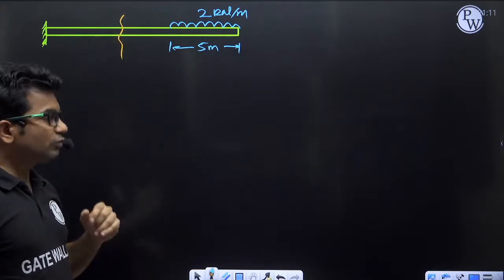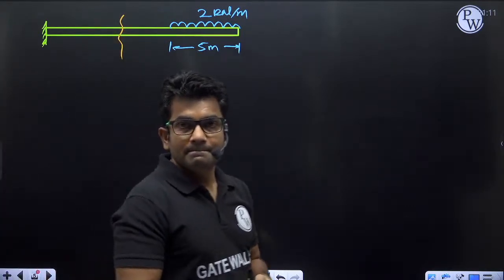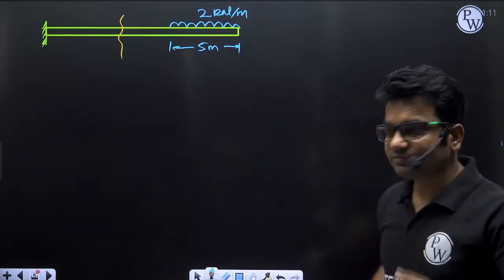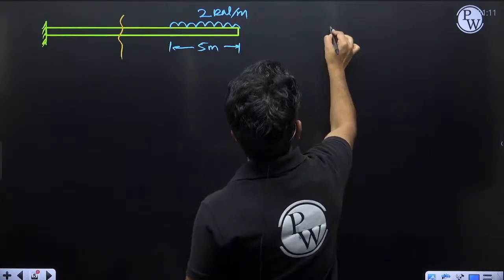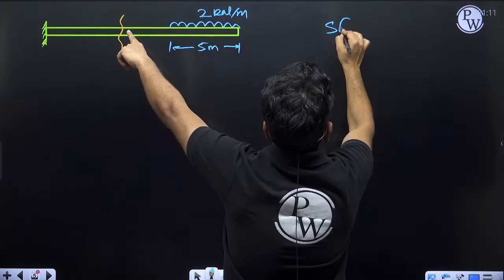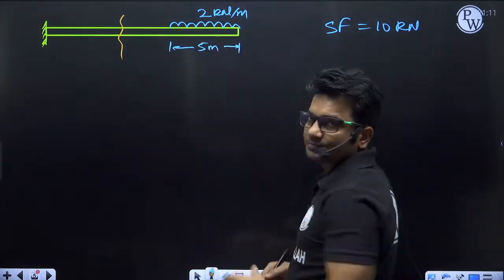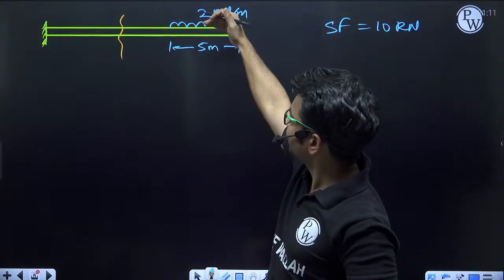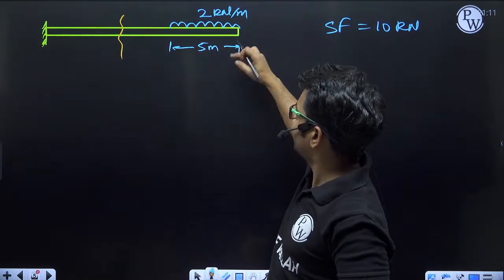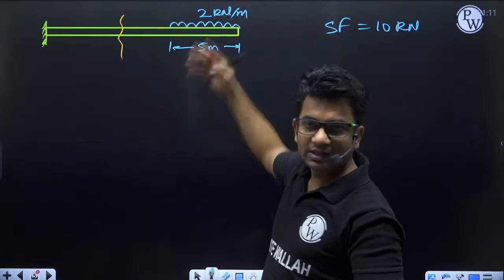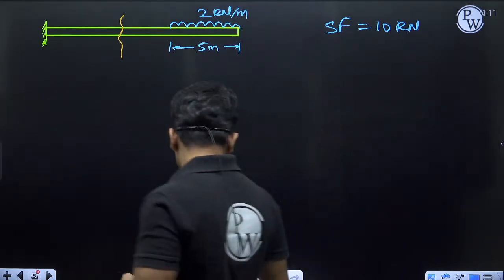What will be the shear force at this location? 10. Yes, very good, definitely correct answer. So shear force at this section will be equal to 10 kilonewton. No problem at all. This is intensity, the loading intensity, into the length. So when they multiply with each other, I will be getting 10 kilonewton. Okay, next example.